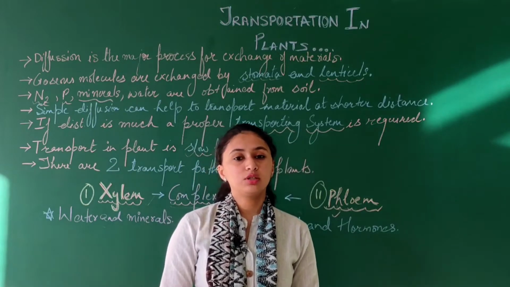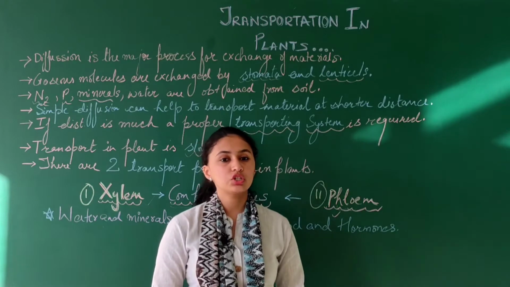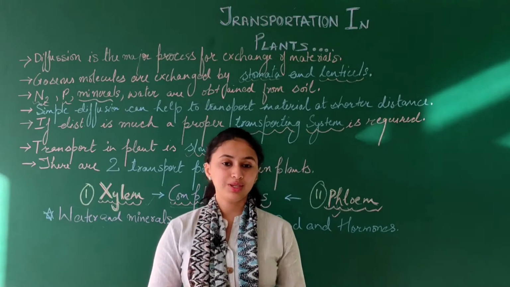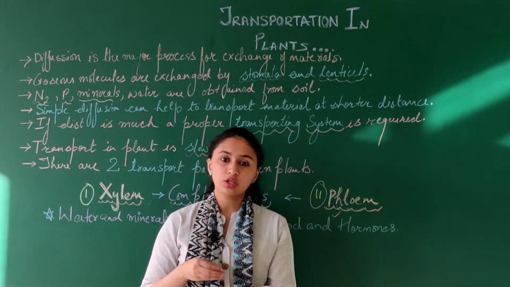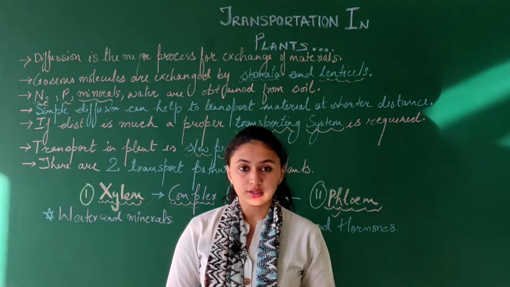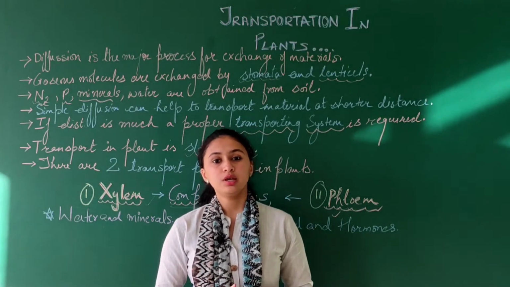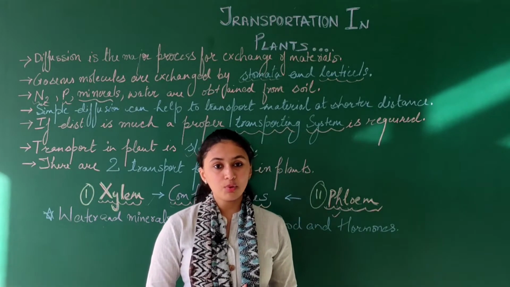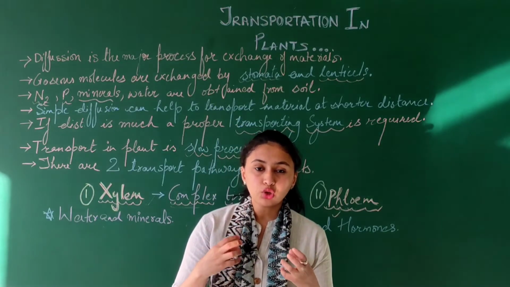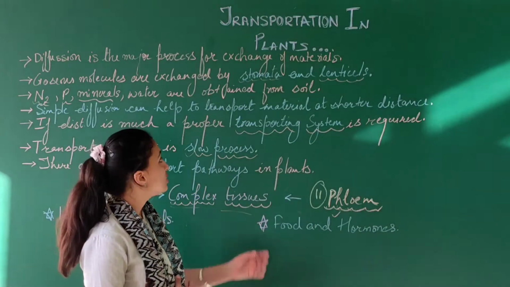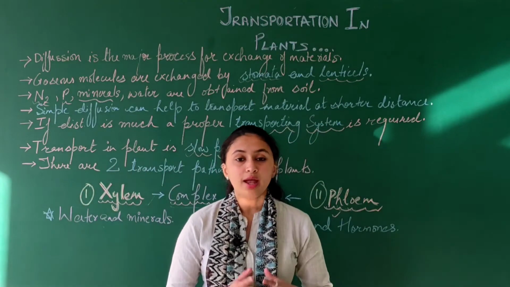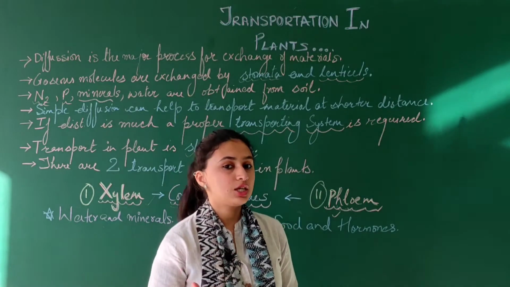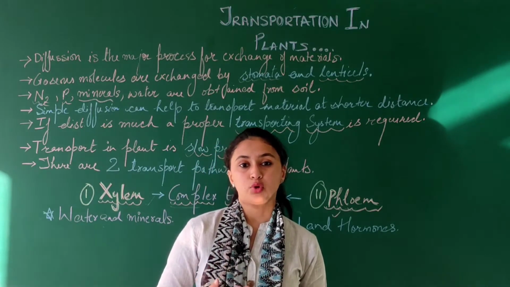After studying transportation in animals, today we are going to study transportation in plants. Unlike animals, in plants, simple diffusion is the major process for transportation or exchange of some materials. Gaseous molecules like carbon dioxide and oxygen are exchanged by the help of some particular parts or cells of the plants, which are stomata and lenticels, and through stomata and lenticels diffusion takes place and there is exchange of carbon dioxide and oxygen molecules.